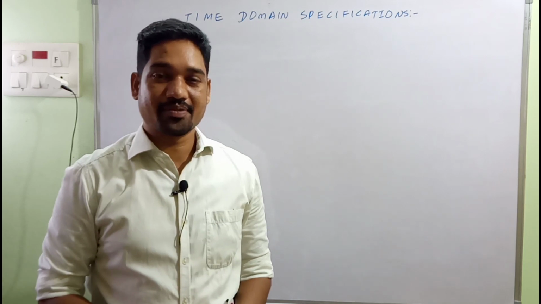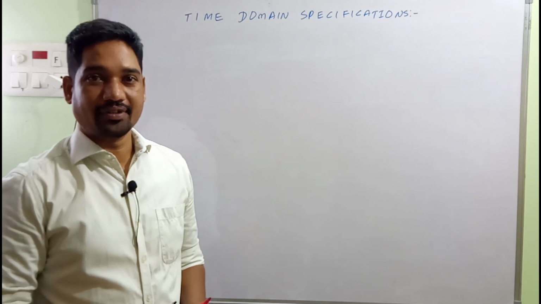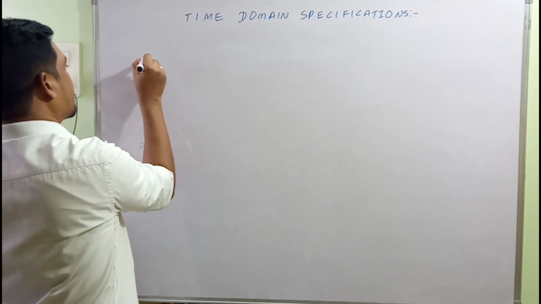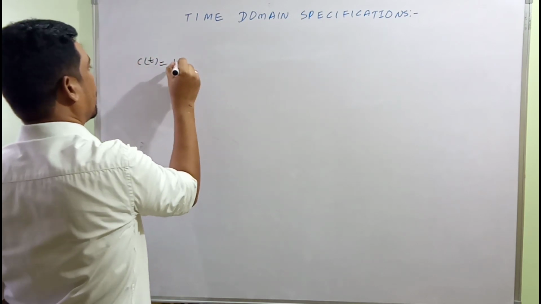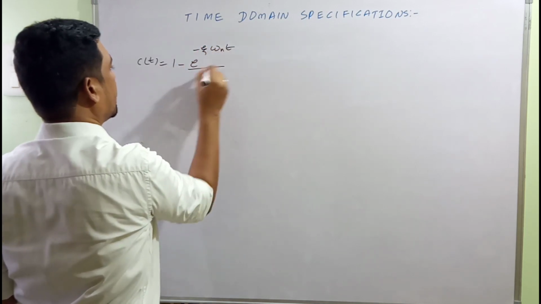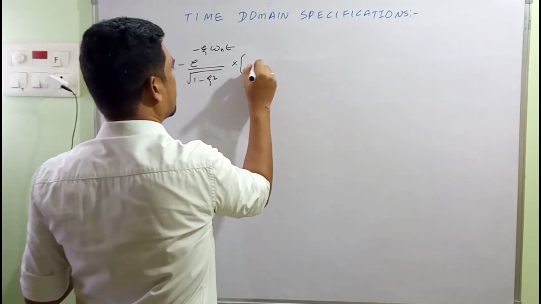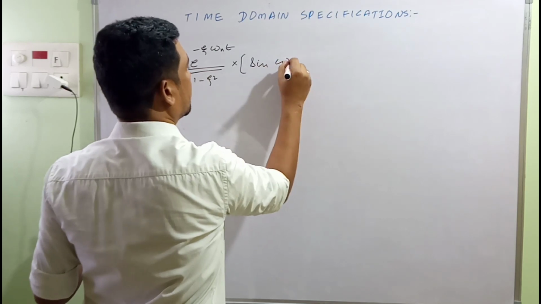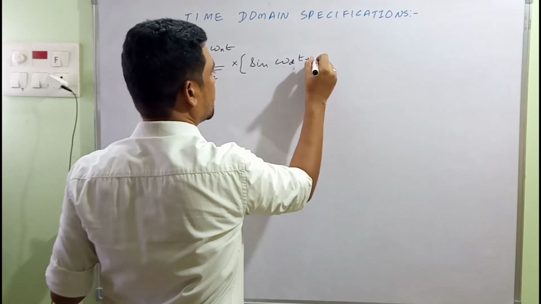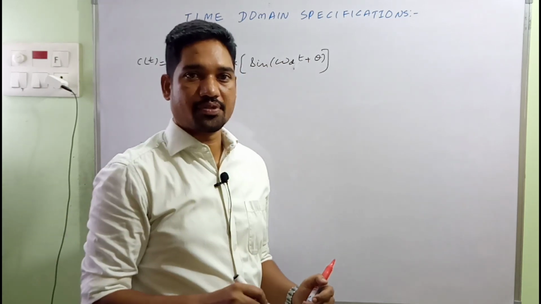A topic from control systems which cannot be neglected: time domain specifications of a second order underdamped system subjected to step input. What's the response? The expression for the response is c(t) = 1 - e^(-ζωn t)/√(1 - ζ²) · sin(ωd t + θ), for a second order underdamped system subjected to step input.